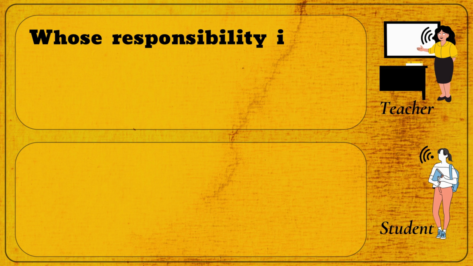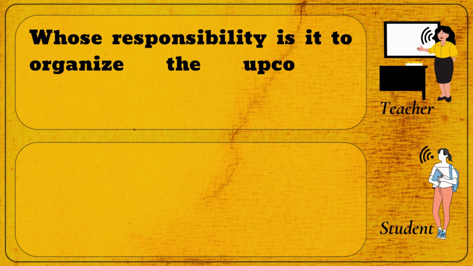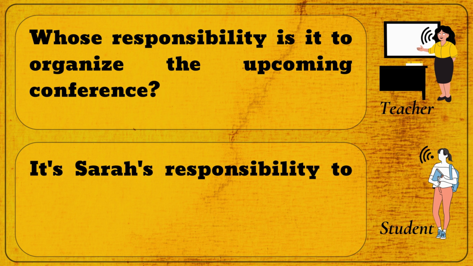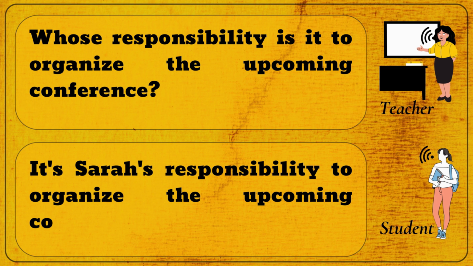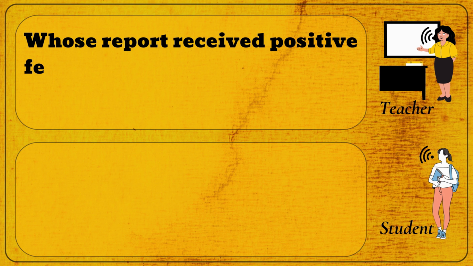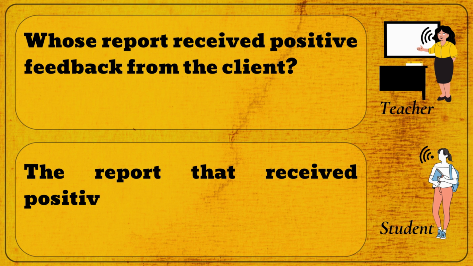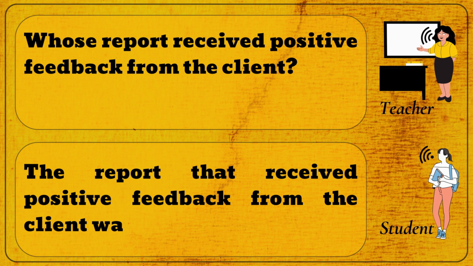Whose responsibility is it to organize the upcoming conference? It's Sarah's responsibility to organize the upcoming conference. Whose report received positive feedback from the client? The report that received positive feedback from the client was written by Mike.